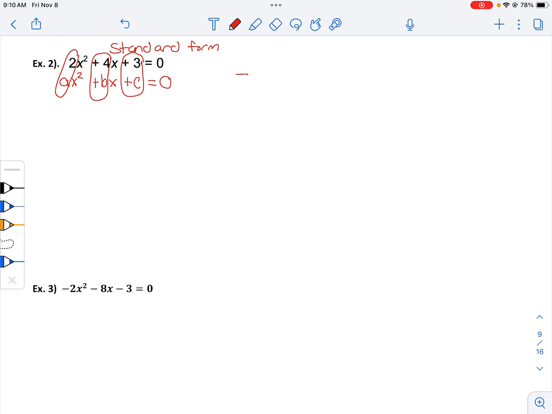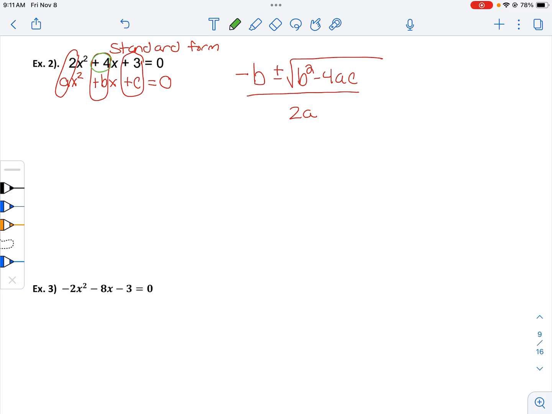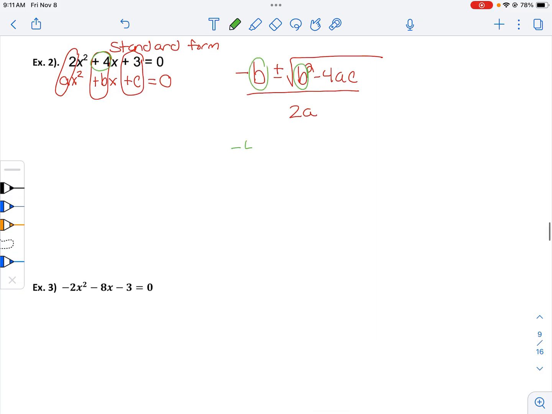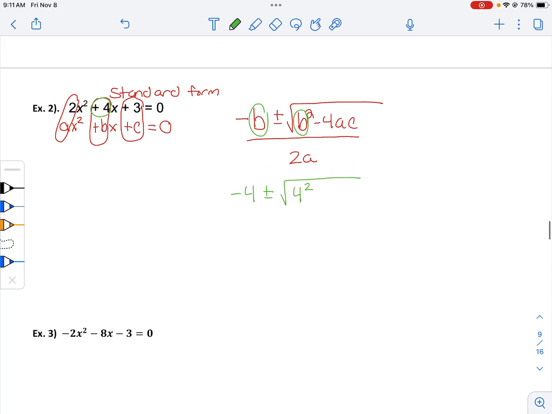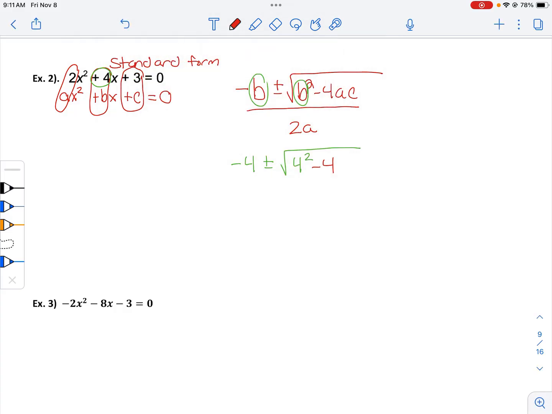Now the quadratic formula says opposite of b plus or minus the square root of b squared minus 4ac all over 2a. The first step is just plugging everything into the formula. So I'm going to plug in this b value of 4 here and here. So we'll do opposite of 4 plus or minus the square root of 4 squared. Okay, then the minus 4 is part of the formula.